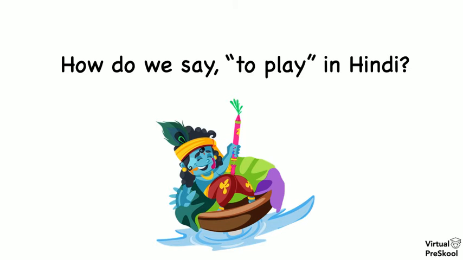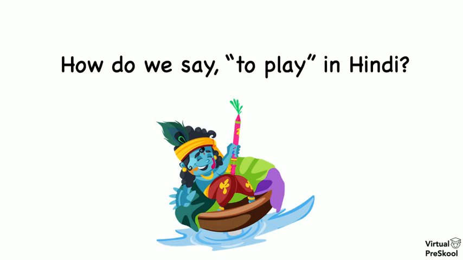Let's look at the verb to play, for example. In Hindi, to play is khelna. Khelna is the infinitive form of the verb. It hasn't been conjugated. But if we want to say I am playing, it becomes मैं खेल रही हूँ for a girl and मैं खेल रहा हूँ for a boy. And if we want to say you are playing, it becomes आप खेल रहे हैं.